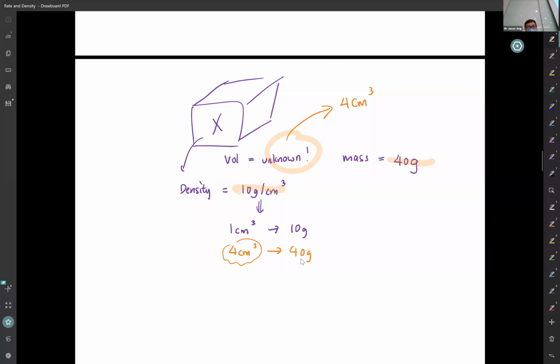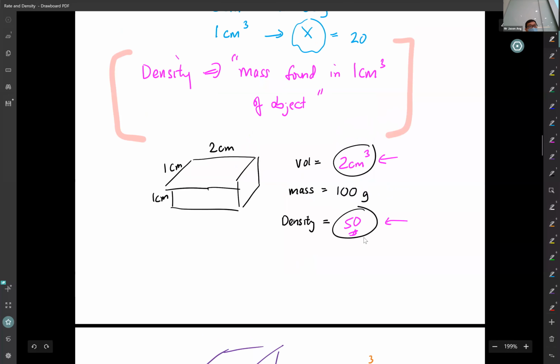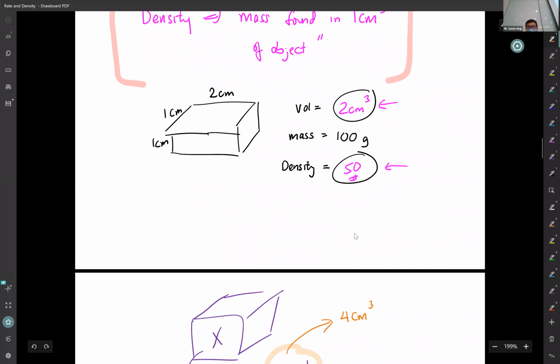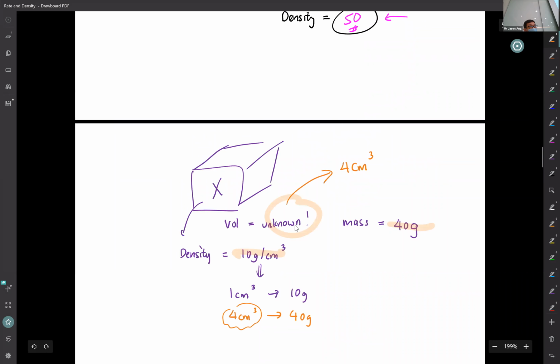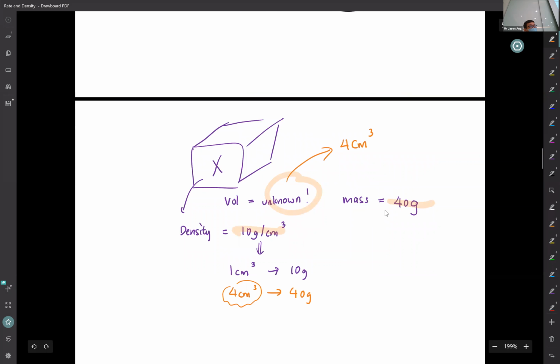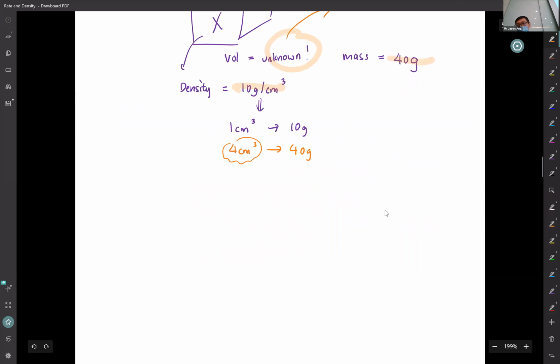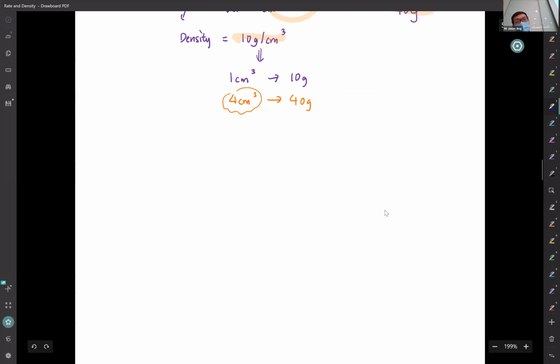Okay. So there's one more variation. There are 3 variations. The first is this, where you do not know the density you're supposed to find. The second variation is you do not know the volume you're supposed to find. Then the third variation will be you do not know the mass you're supposed to find. So let me do the last one with you. Last one. Now let me give you another object. Let's call this object Y.